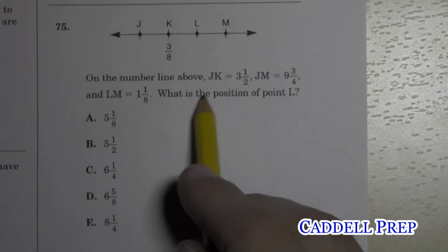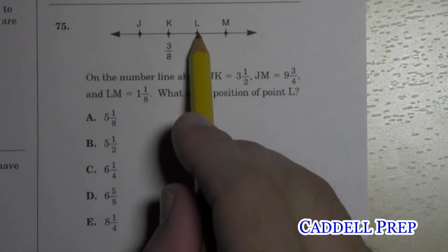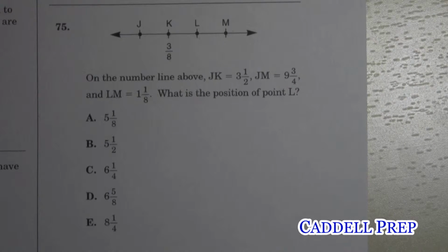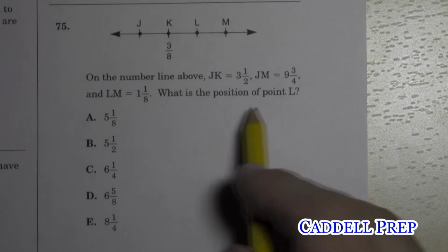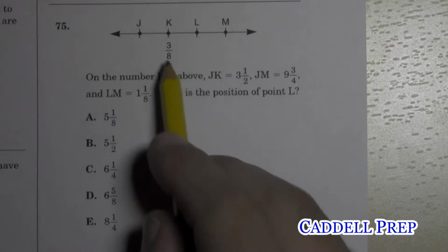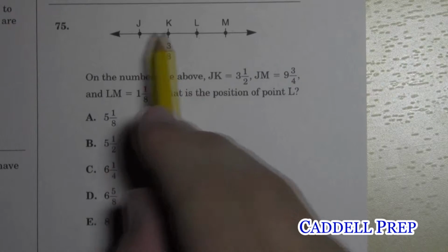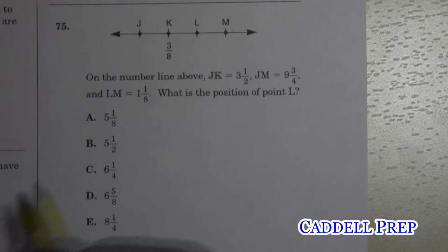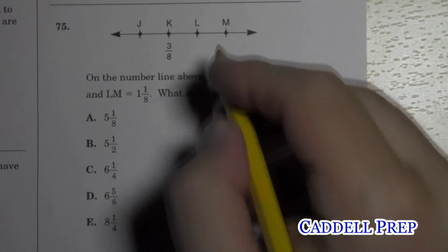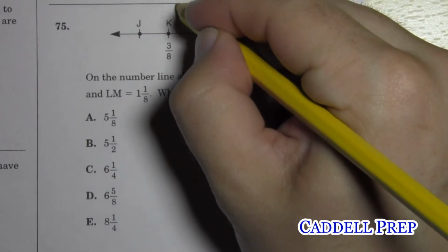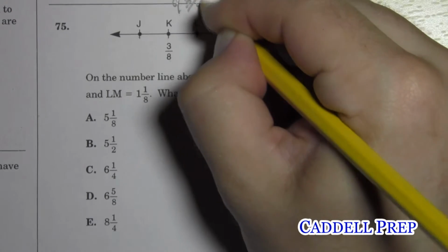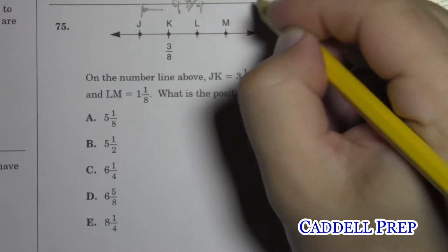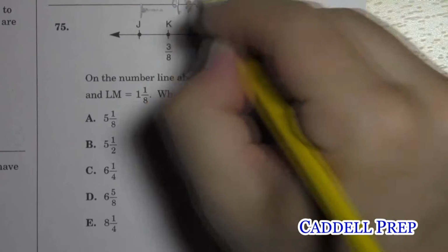And the question asks, what is the position of point L? So we want to know this position. Okay, this is a little difficult. It wants to know this position, but the only position we actually know is this one. We just have distances for everything else. So let's label this a little bit. From J to M is 9 3/4. So 9 3/4 from here to here.